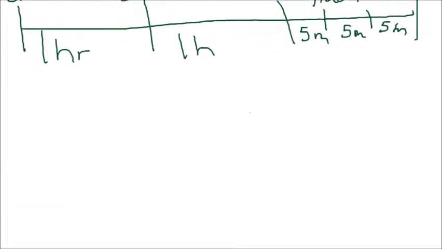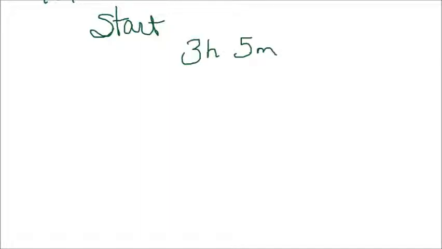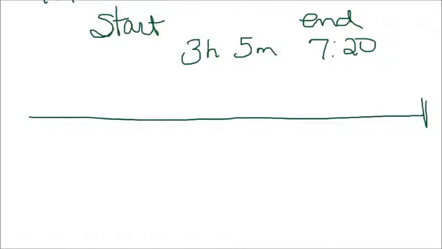Okay? So now, let's try one. What if I don't know the start time, but I know it lasted for 3 hours and 5 minutes, and my end time I know was 7:20. Okay, so again, I still draw my number line. I don't have a start time, so I can even put a little question mark there, but I do have an end time as 7:20. Okay, so I'm going to go backwards. That means instead of adding, I have to subtract.